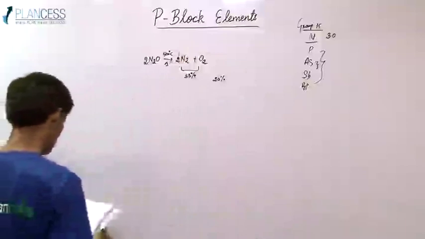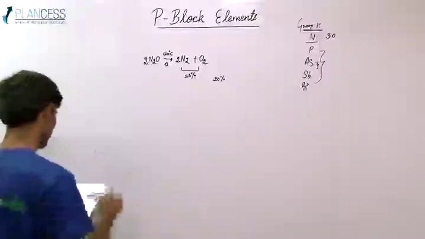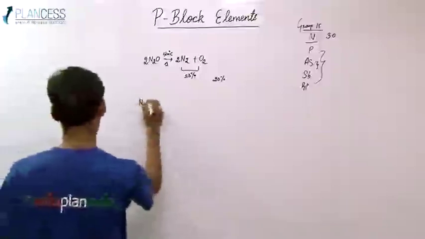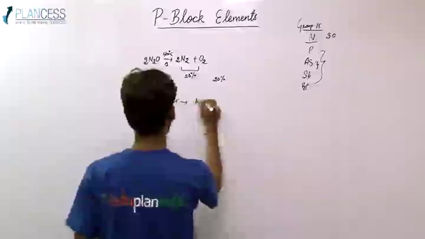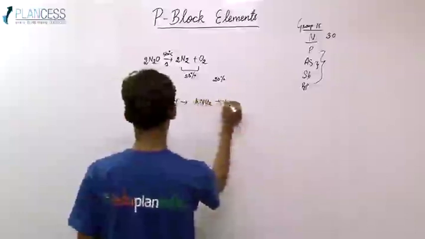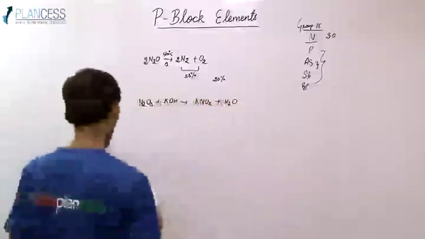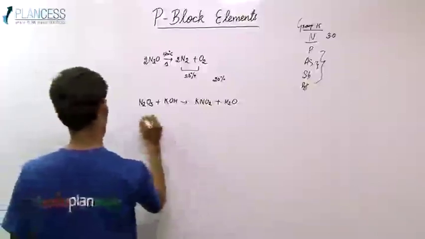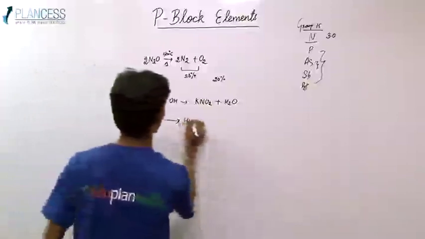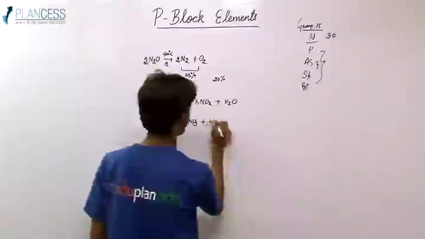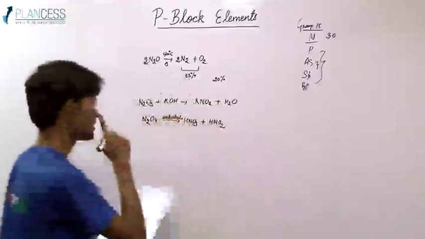Now talking about N2O3, it is an anhydride of HNO2. A few reactions: the reaction of N2O3 with KOH, a strong base, is that it neutralizes and forms KNO2 plus H2O. Talking about NO2 and N2O4, N2O4 is a mixed anhydride of HNO2 and HNO3.